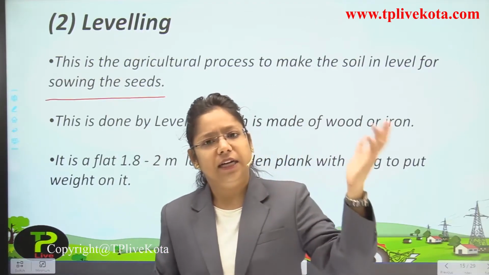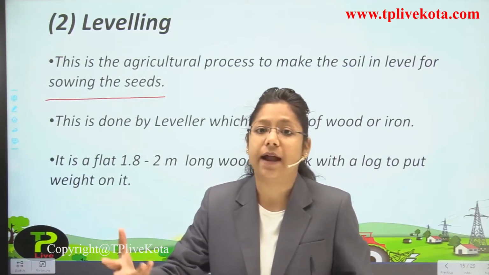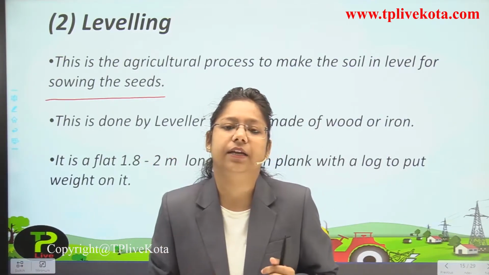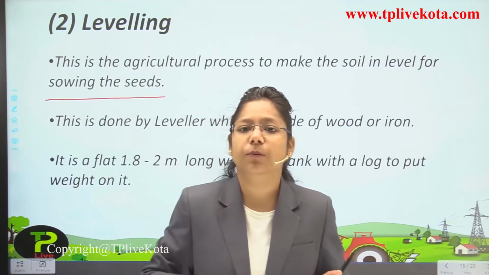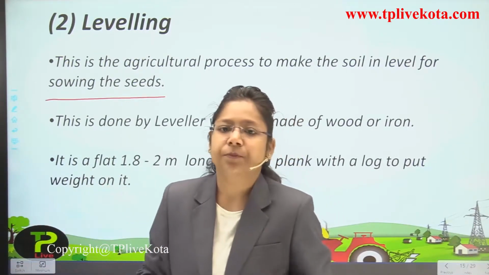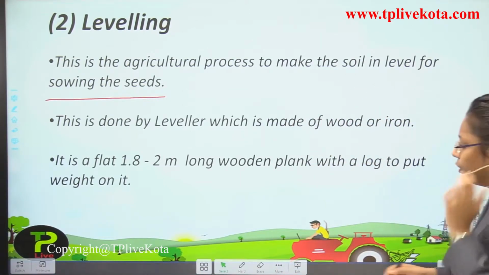In earlier times, the farmers used to sow the seeds with their hands, meaning there was a lot of mechanical work. But nowadays implements and more machines have been developed to sow the soil. So this is done by a leveler which is made of wood or iron.